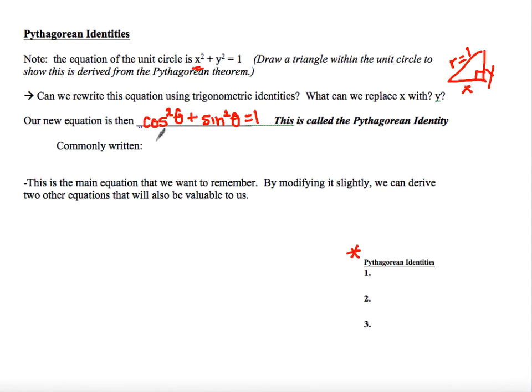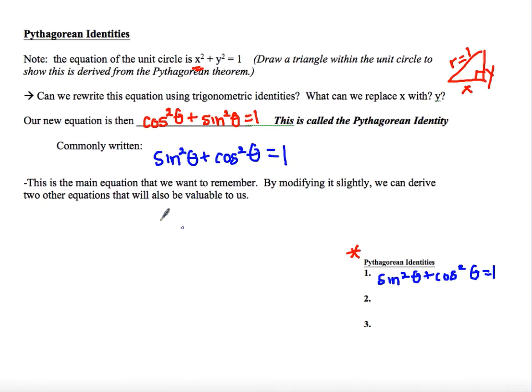A lot of textbooks will actually flip that around and say that sine squared plus cosine squared is equal to 1. It obviously doesn't matter since it's just addition there. So in your Pythagorean identities, your first Pythagorean is sine squared plus cosine squared equals 1.